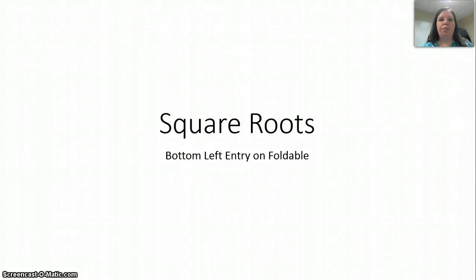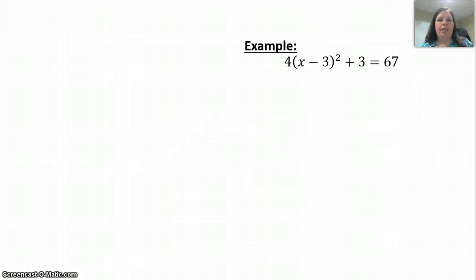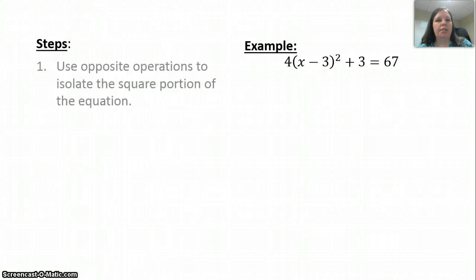Right, so your entry for square roots, which belongs on the bottom left of your foldable. And this is the example that we're going to do. Square roots is a very limited method. If you remember, you can only use it for certain setups.